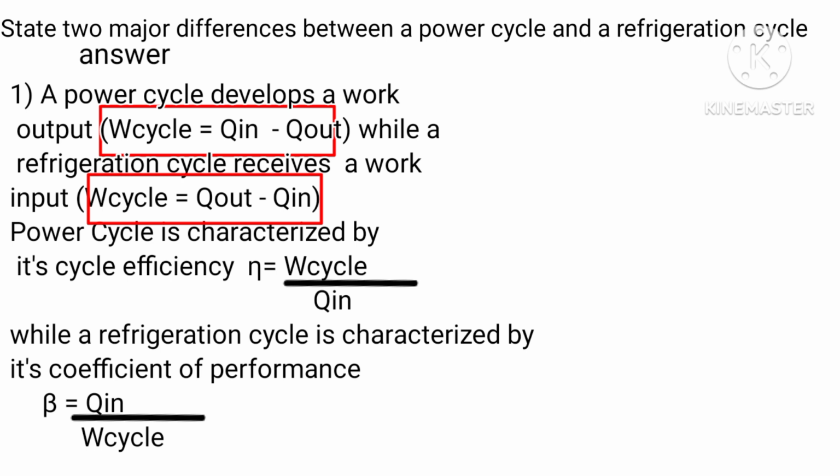And if you look at some examples, you can tell the one that is a power cycle and the one that is a refrigeration cycle. Another difference is that a power cycle is characterized by its cycle efficiency, eta equal to W cycle over Q in, while a refrigeration cycle is characterized by its coefficient of performance, and that is beta equal to Q in over W cycle.